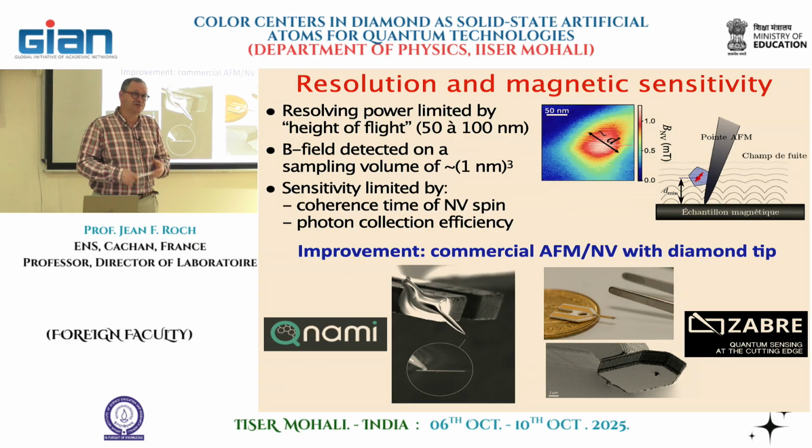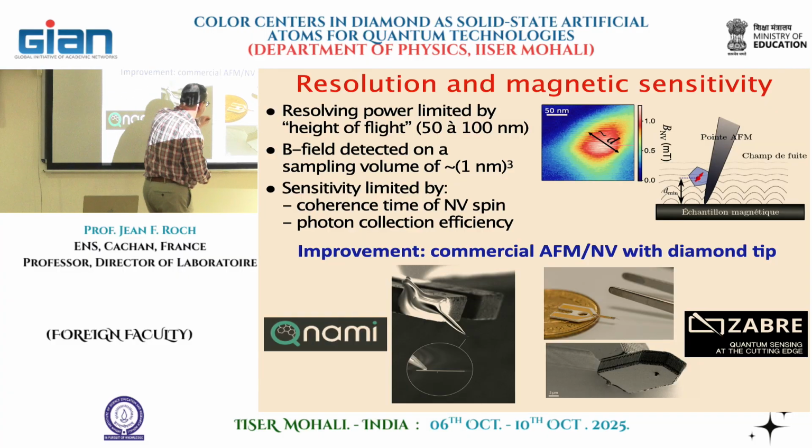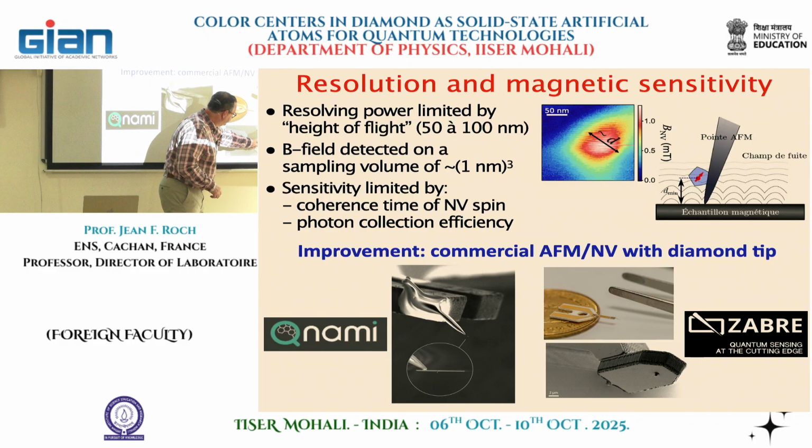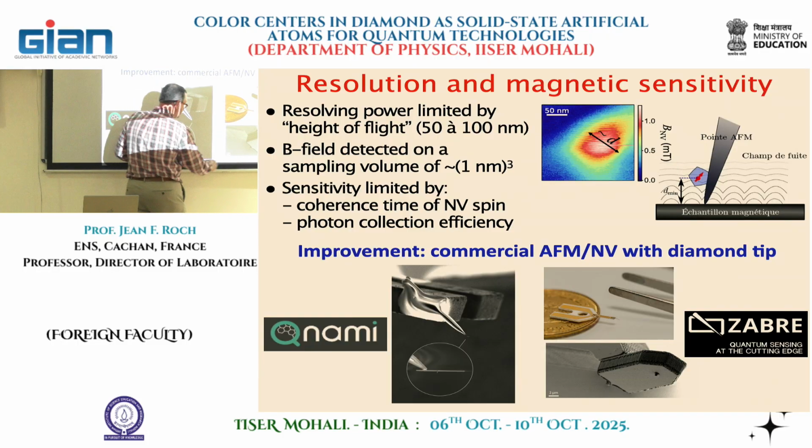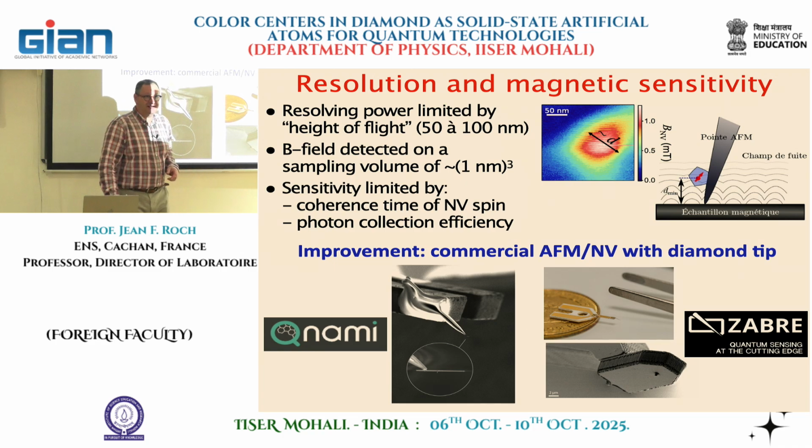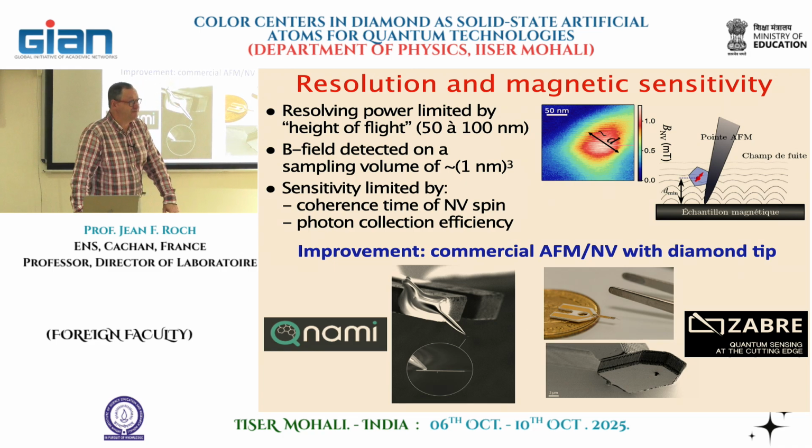And what has been remarkable is that people have been able to produce diamond tips. You start from a diamond crystal, and then you shape a tip using lithography and etching techniques. That can now be attached to scanners. Here you see the diamond, and here there is the diamond tip that has been really shaped out of the diamond sample, and on the apex of the tip there is an NV center.